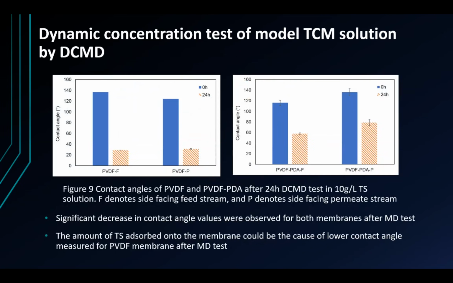We conducted a contact angle measurement on both the membranes from the dynamic concentration test. Both membranes showed a drastic reduction in the contact angle, but the PDA-coated membrane had higher contact angle values. We suspected that the rate of TS absorption might be lower in the PDA-coated membrane.